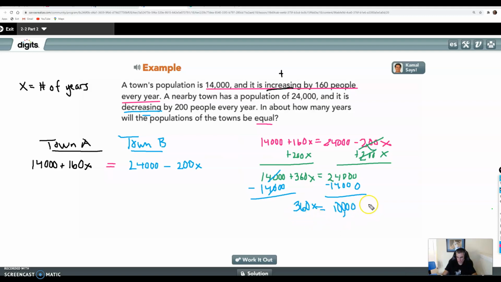All right, last step. Since I'm multiplying x by 360, we're going to divide by 360. And I'm just going to go ahead and bust out a calculator for this one. Those are going to cancel. Notice that it says "in about," so we can approximate here.